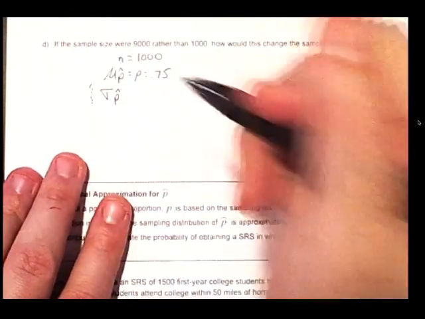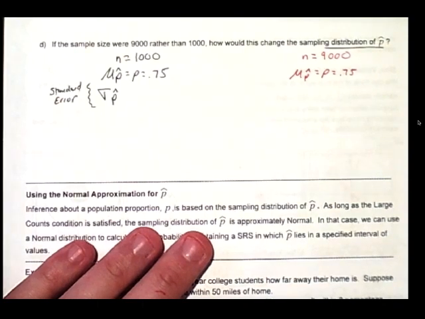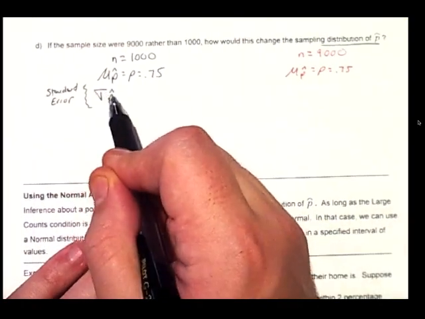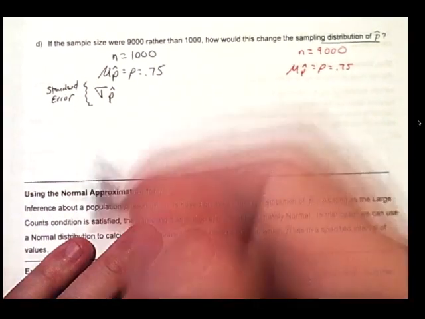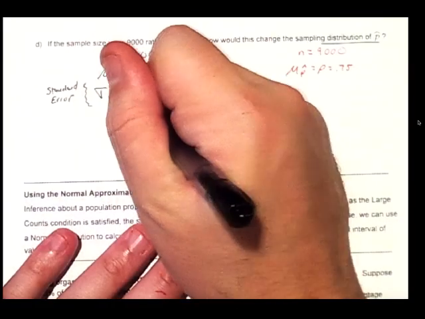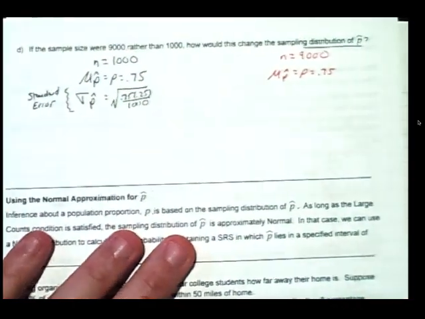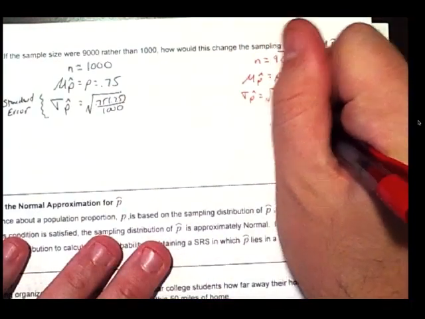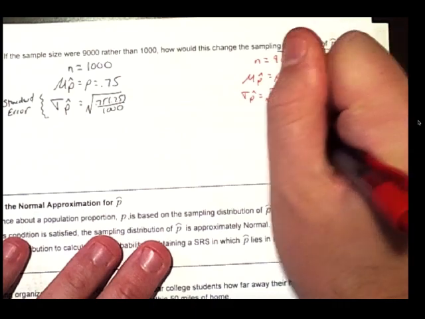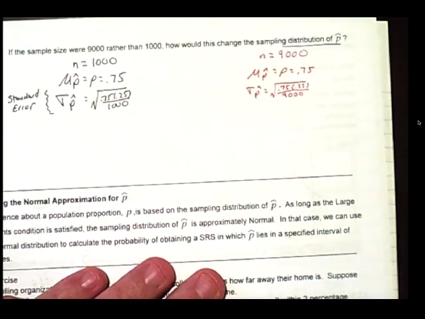We have some common nomenclature for it. Some people refer to this as the standard error, instead of standard deviation, because it's the standard deviation of a sampling distribution. So a quick way to call it what it is: standard error. Before, we had the square root of 0.75 times 0.25 over 1,000. But over here, this would become 0.75 times 0.25 over 9,000, since the sample size is now 9,000, so that denominator is bigger by a factor of 9.